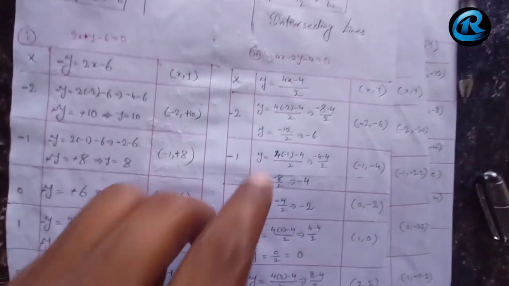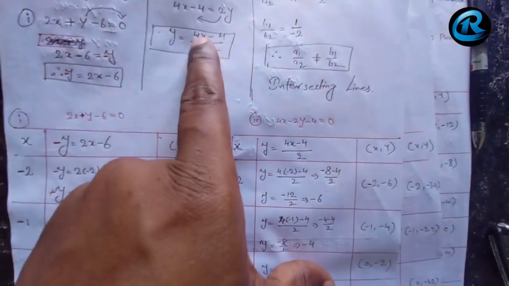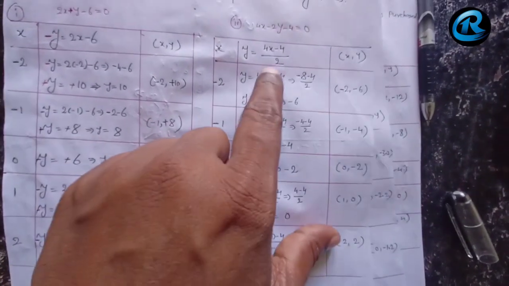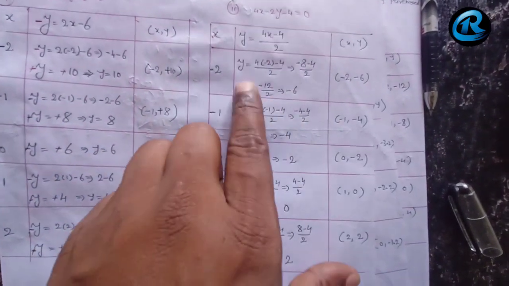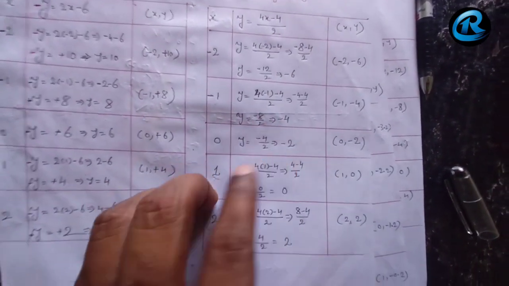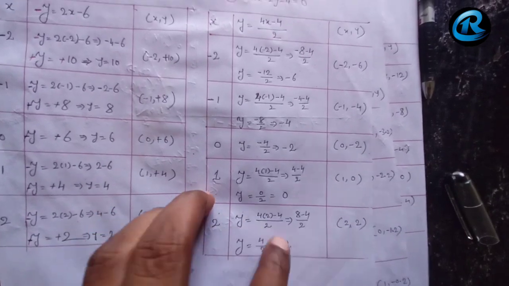So here equation number 2 we already got, that is y equal to 4x minus 4 by 2. So x values I have assumed minus 2, minus 1, 0, 1, 2, and y values I will get like this: minus 2, minus 6; minus 1, minus 4; 0, minus 2; 1, 0; 2, 4.